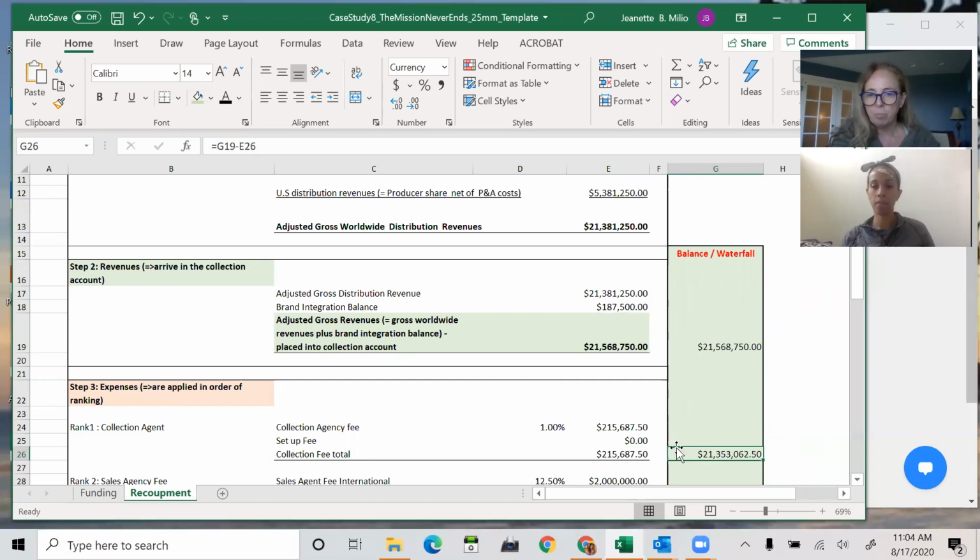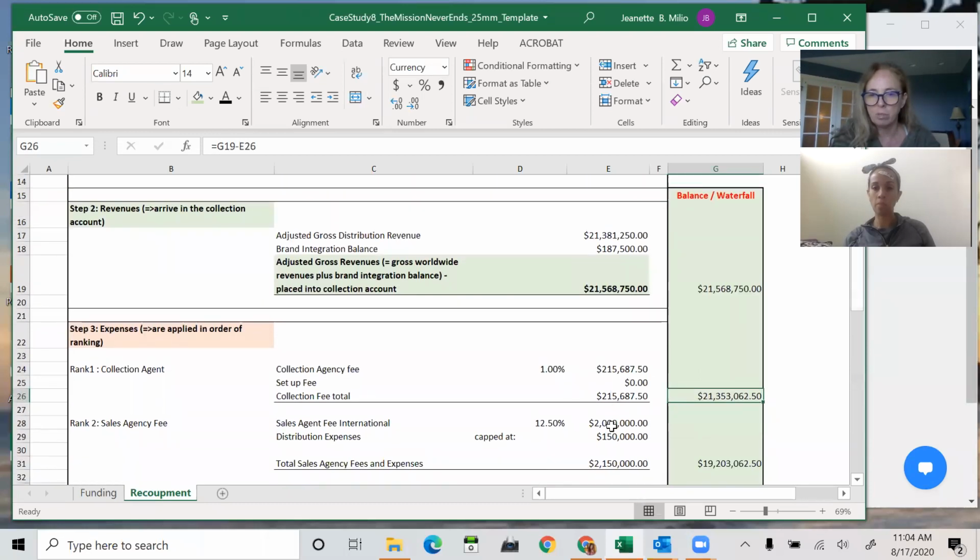Exactly. So now I go to my waterfall and say, okay, of this bucket of money that I have, I had to pay 215,687.50, and I'm now arriving at 21,353,62. That's what I have right now. This is what my waterfall shows me. This is how much money I have right now. My next person that I need to pay is the sales agent. I'm going to zero this out.